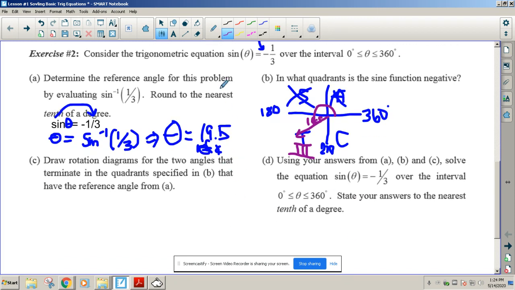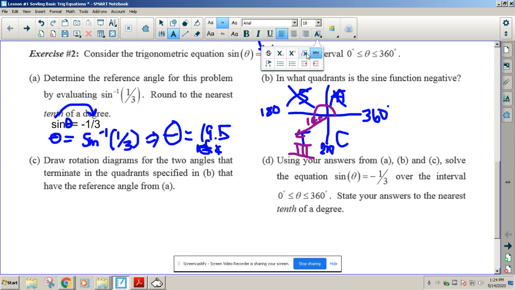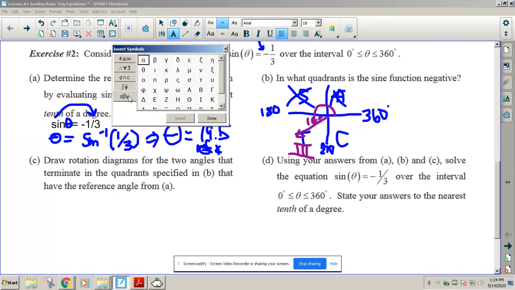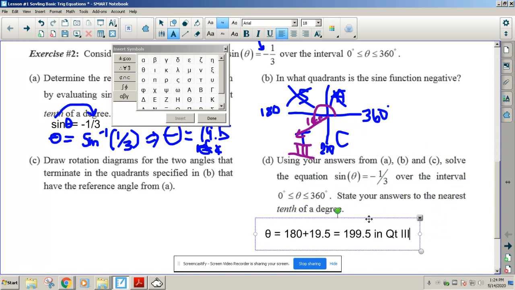So I am going to use the typewriter. Theta is equal to 180 plus the reference, and that gives me 199.5 degrees in quadrant 3. I'm going to actually move that down now so we can read it.